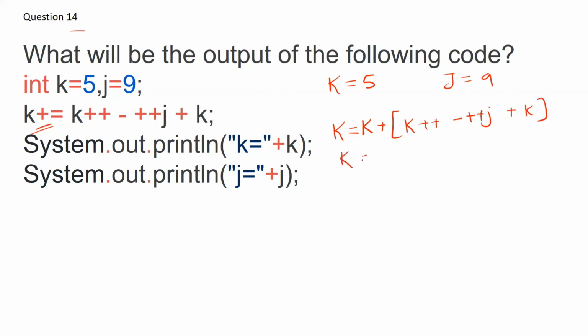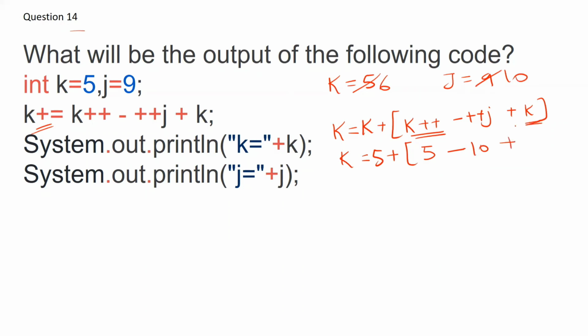So guys, here we have the value of k as 5 plus k plus plus. K plus plus is a postfix increment operator. So first of all, we will use the value as it is, and then we will increase the value by 1 as it is an increment operator. Then minus plus plus j. Plus plus j means it is a prefix increment operator. First of all, we will increase the value and then we will use the value.